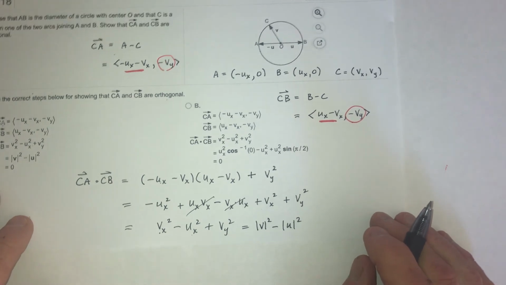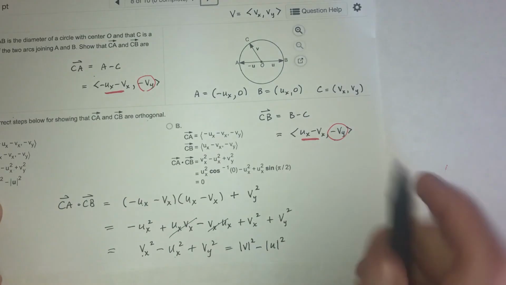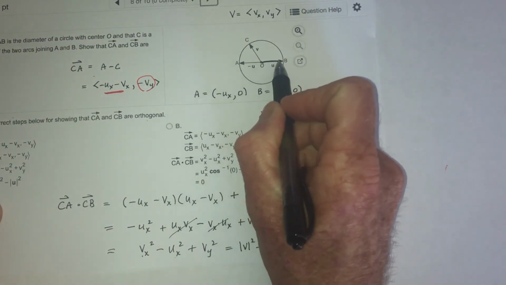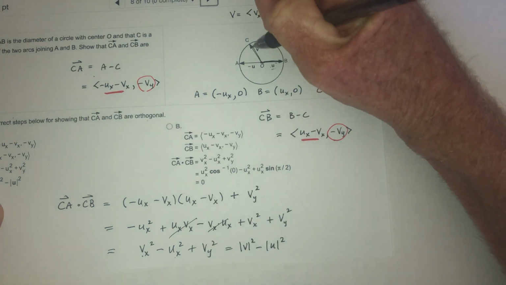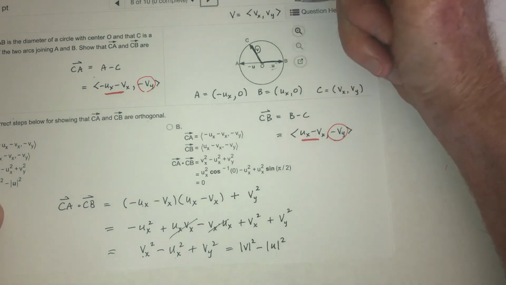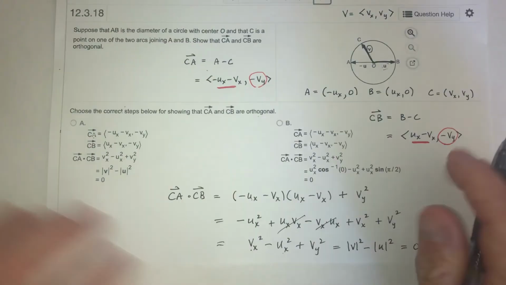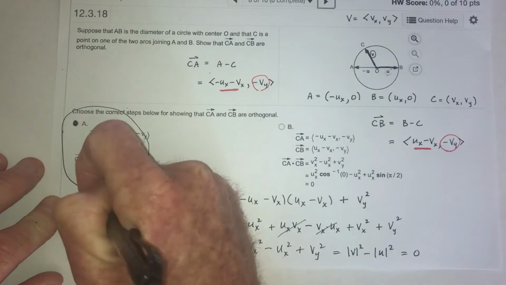Okay, the last part is, why did they say that equals 0? Well, this is a circle, so if you go right here, that's going to be the radius of the circle. So the length of u and the length of v, they're both the radius of the circle, so they're the same. So that equals 0. So my choice is this one right here.